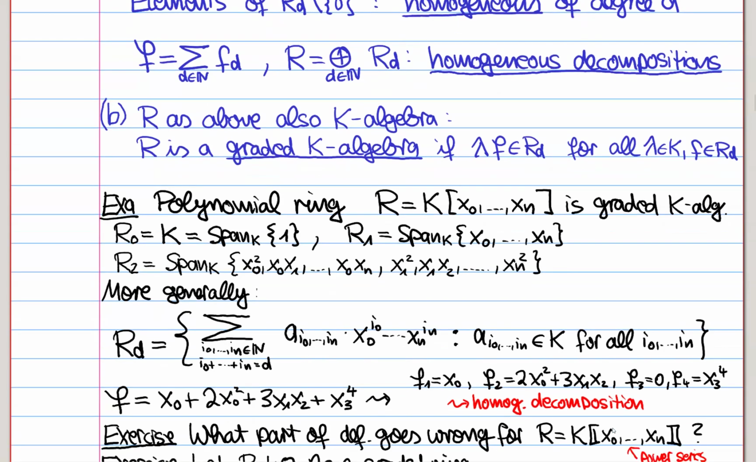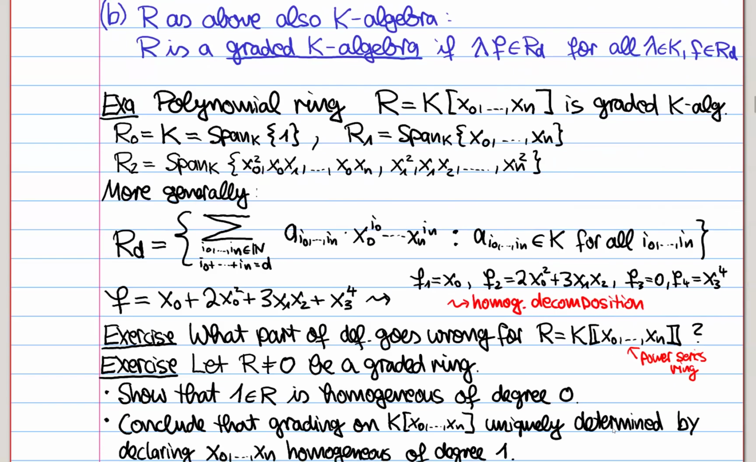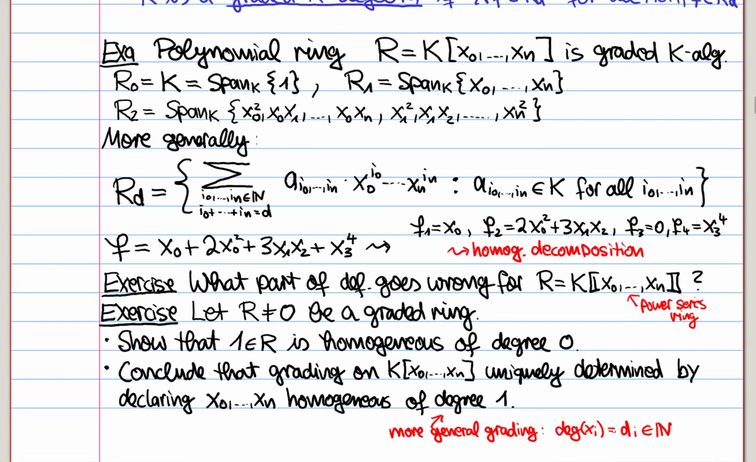And that's kind of nice exercises. So first of all, to check whether you understood all the parts of this definition, you can ask what part of the definition goes wrong if you take the power series ring of formal power series in n variables over K, because that is not a graded ring with the definition above.